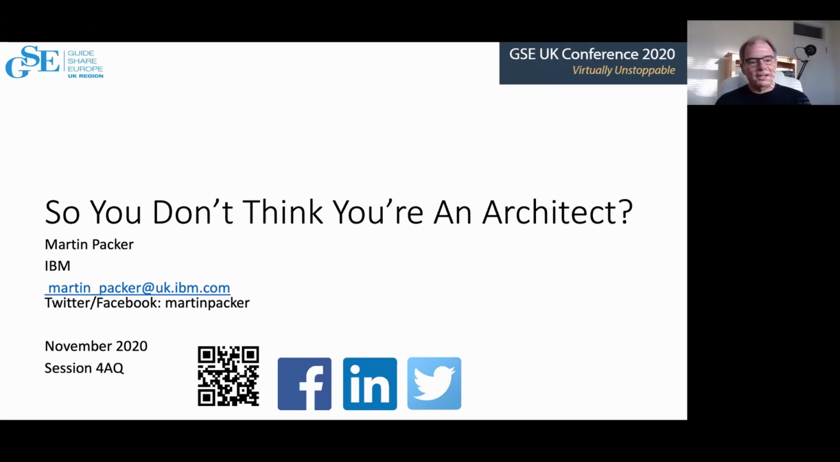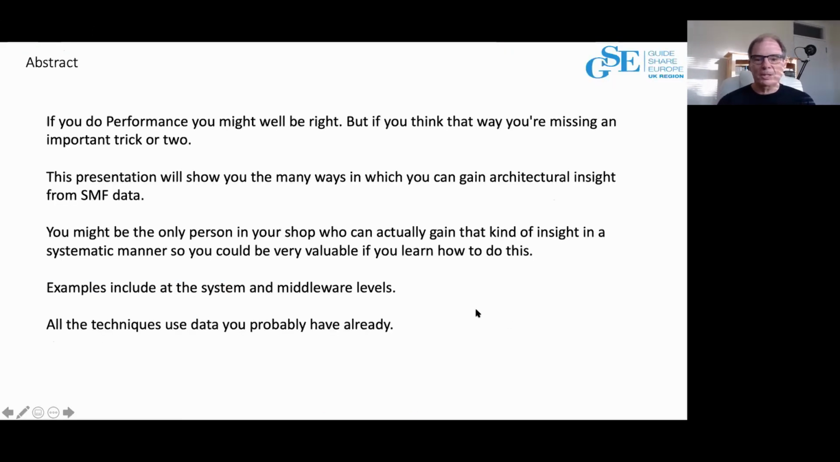Okay, so this presentation is called So You Don't Think You're an Architect. Right, so if you're a performance person, you probably don't think you're an architect, and you could well be right. But if you hide behind the definition of performance and capacity, I think you're missing an important trick or two.